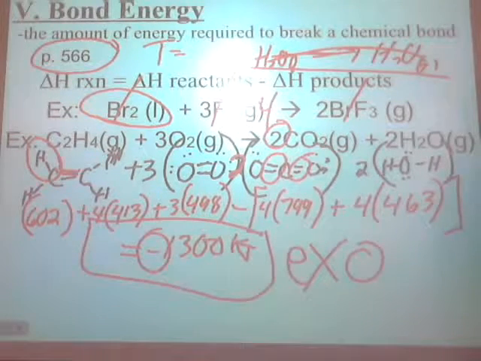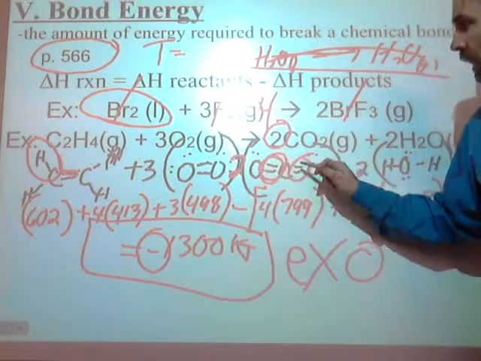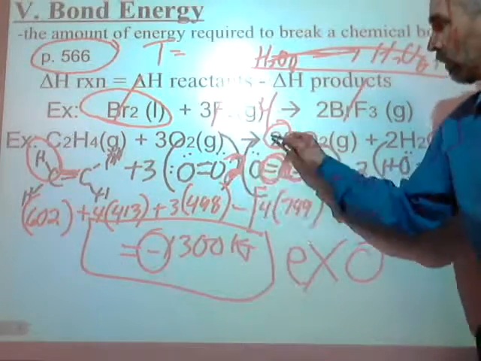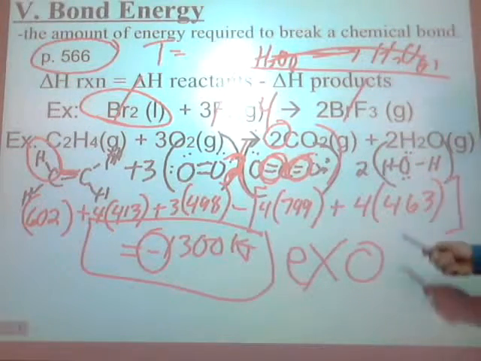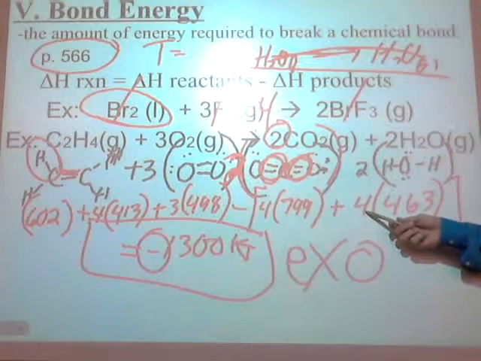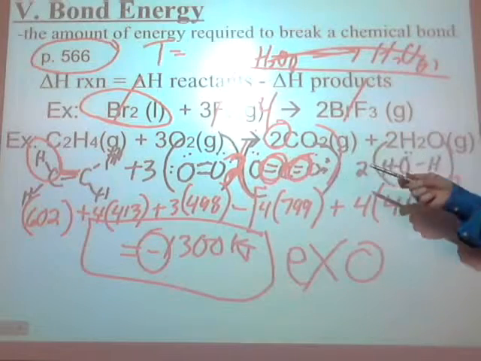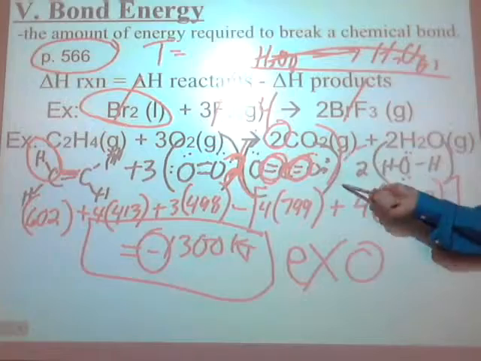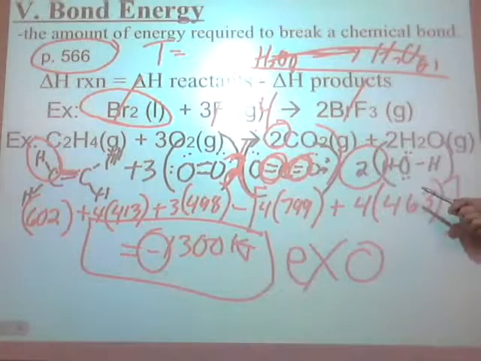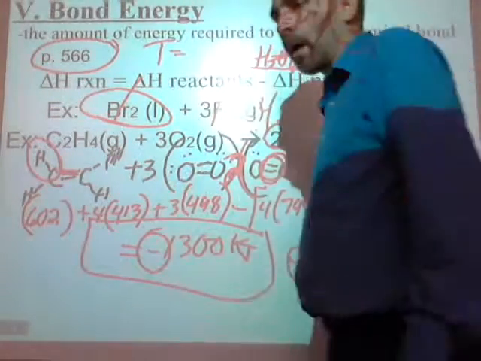So this one's 799, this one's 799, and you've got 2 of them, so 2 times 2 is 4. Same reason for this one. If you understand why there's a 4 here, you understand why there's a 4 there. There are 2 OH bonds. Each one's 463. And I've got 2 moles of water being formed, basically. All right. Good enough.